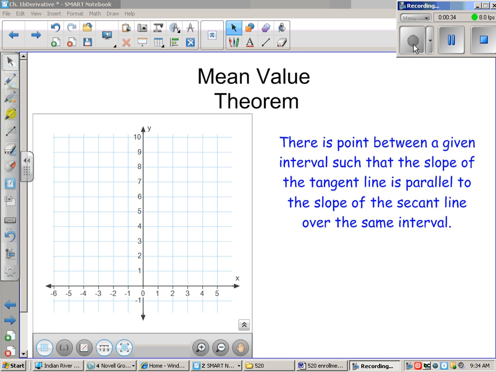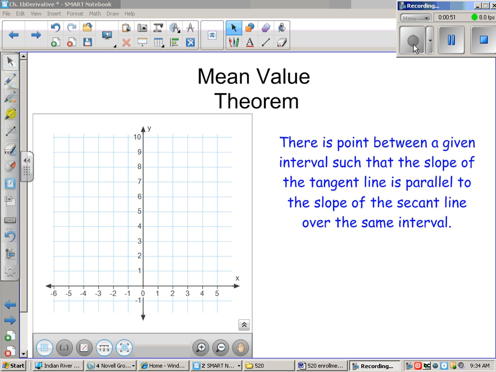Let me say that again. So you're taking a trip, your average speed is 55. It means that at some point, not every moment of the trip, but at some point you probably were traveling at 55 miles an hour. In fact, you definitely were. That is in essence what the mean value theorem is.